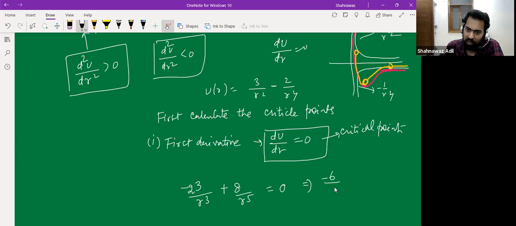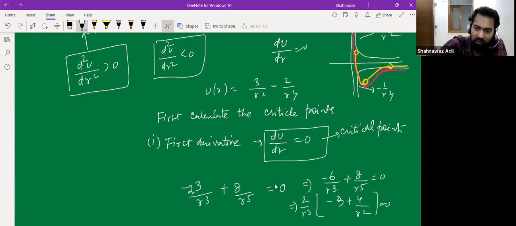Minus of 6 by r cube plus 8 by r^5 is equal to 0. So we take 3 by r square, r cube common. So we have 1 minus 2 by r minus 2, and plus. So we can take 2 common here, right? So this is 3 and this is 4 by r square. Right. So this is 0.